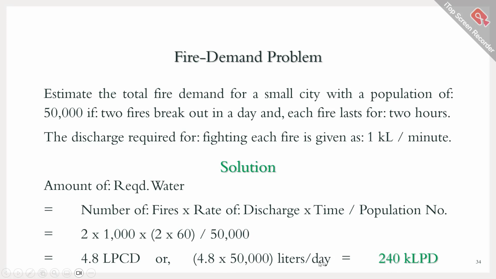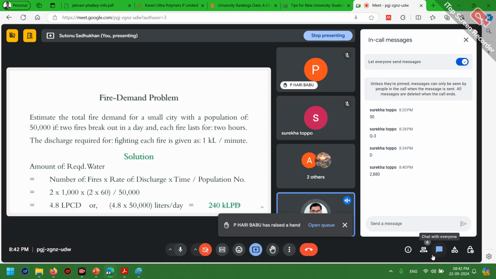If you are not considering per capita, that means 4.8 into 50,000 liters per day, 4.8 into 50,000 divided by 1000 kiloliters per day, or 240 KLPD. This is the answer if you are not considering per capita, or 4.8 LPCD if you are considering per capita. If you got either of these two, it will be the correct answer. Yes, Hori Babu, go ahead.